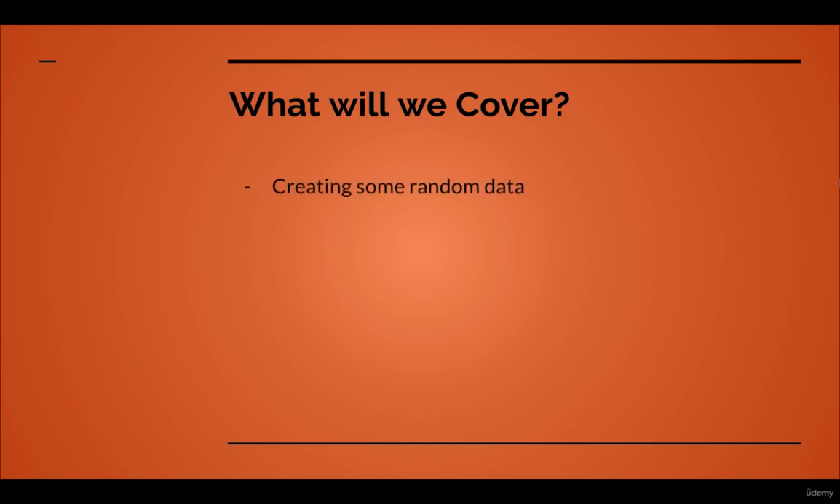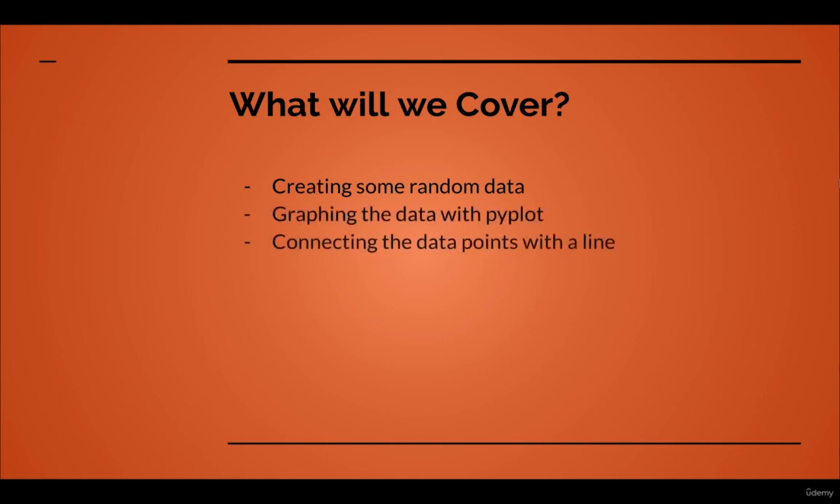So the first thing will be to create some random data. You can use whatever data set you want. I'll literally just create about 100 random values, although feel free to import your own data if you want. We're going to then graph the data with PyPlot, and we'll learn how to connect the data points with a line, as well as create just a basic scatter plot. So let's head on over to the code now.